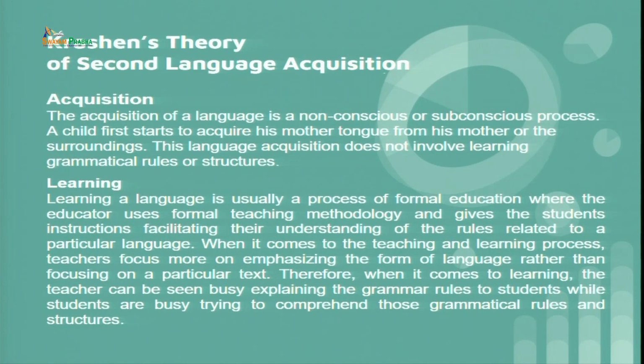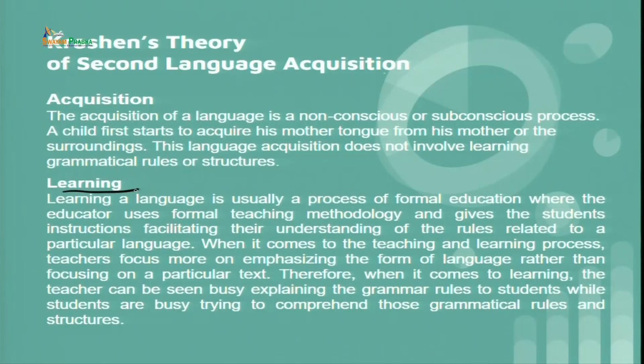Acquisition mainly happens when you are learning the language without any effort, which is not really learning, but actually acquisition. So here we need to understand that learning is different. Learning a language is usually a process of formal education. If a child, for example, goes to school and is exposed to A for apple, B for ball, or C for cat, and so on, the child is actually undergoing formal education in order to learn a language, which is different from the native language he or she has already acquired.